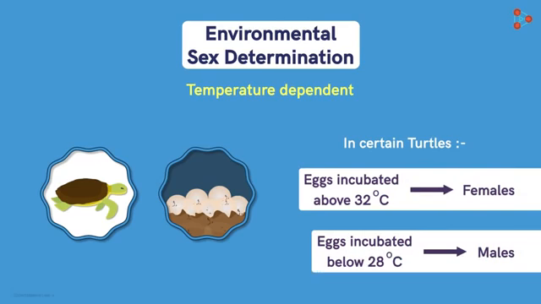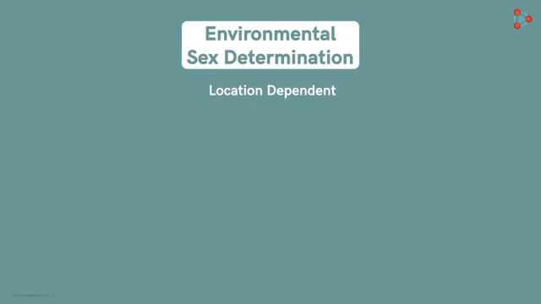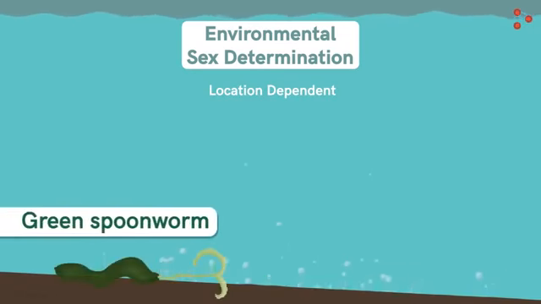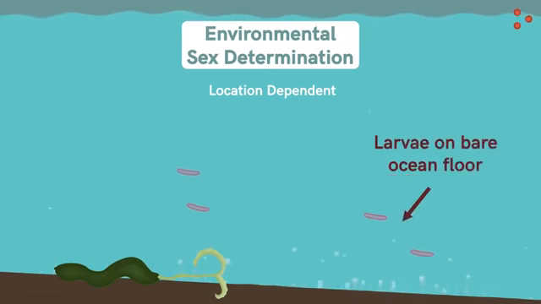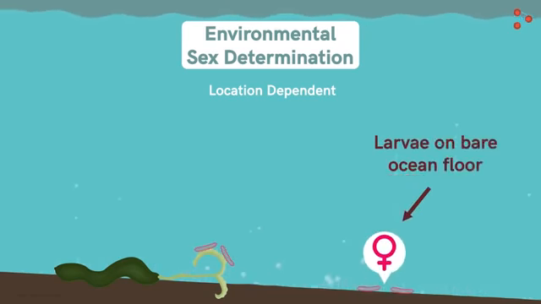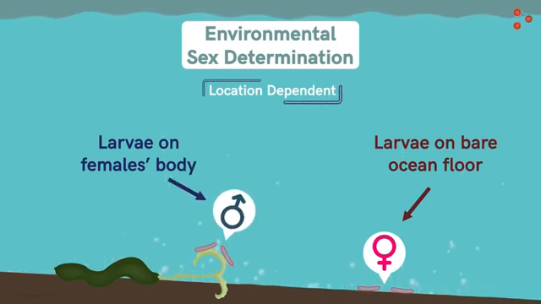Apart from temperature dependency, what other environmental factors determine the sex of an offspring? Well, location is one thing. Yes, you heard me right. But location of what? To understand this, let's take the example of the green spoon worm. There are two possibilities where these free-floating larvae can land. If the larvae land on the bare ocean floor, then they turn out to be females. And on the other hand, if they land on the body of a female, then that makes the larvae turn into a male. This is how location helps determine the larvae's sex.